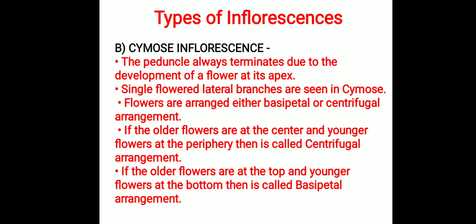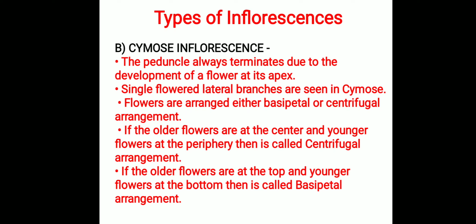The second type, cymose inflorescence. It is also called definite or determinate type of inflorescence, because in this inflorescence the main axis or peduncle terminates into a flower, so that the growth of the peduncle or main axis is checked or stopped by the flower. The lateral buds or branches present below the terminal flower continue to grow. Thus, in a cymose inflorescence, flowers develop in basipetal succession.